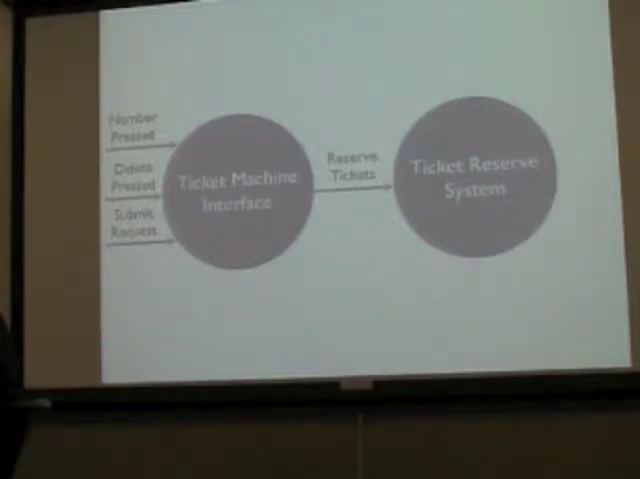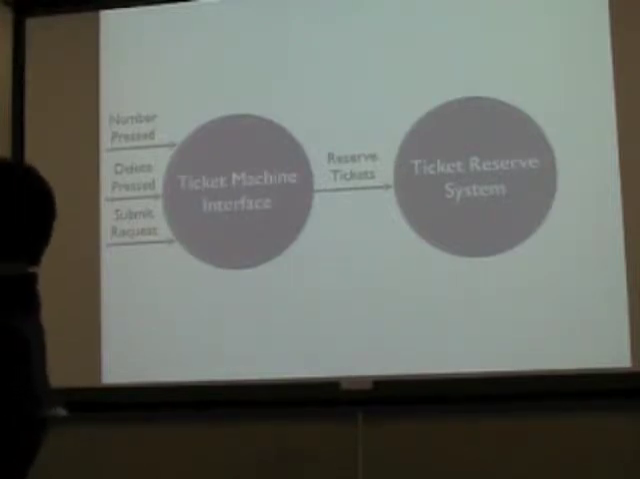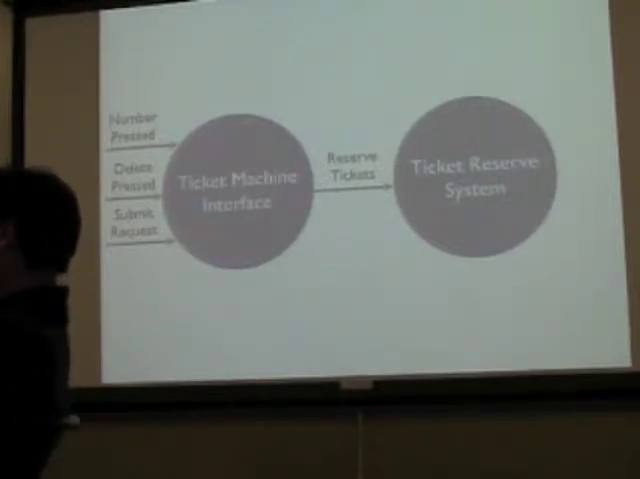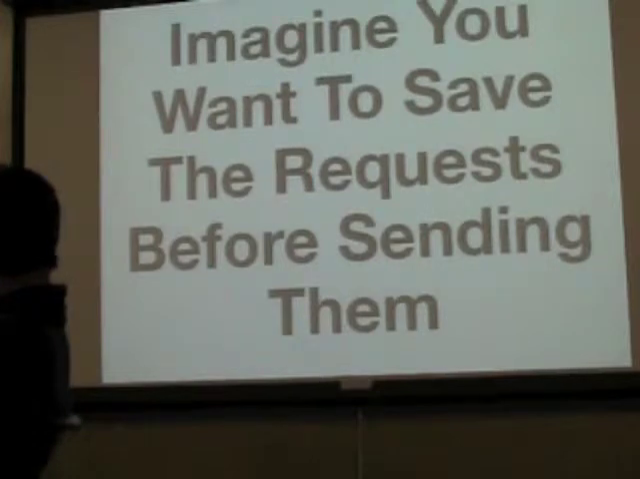What's going to happen? It should send a message to the ticket reserve system saying, reserve 55 tickets. Because I pushed 5, and then I pushed 5 3 times, and then I pushed back once. So the idea there is it's going to send the message to the ticket reserve system. Now imagine you have this system, and imagine you want to save the requests before sending them to the API. How would you do that?